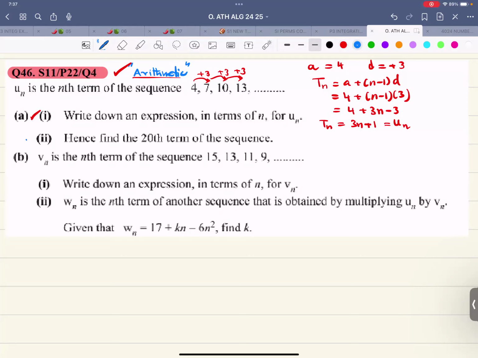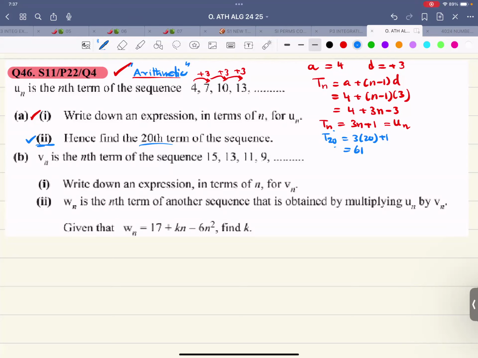And then the second part, write down, hence find the 20th term of the sequence. So the 20th term of the sequence is 3 into 20 plus 1. You replace n with 20. That's it. 60 plus 1, that is 61. So this is also done. That is the first thing that needs to be done.